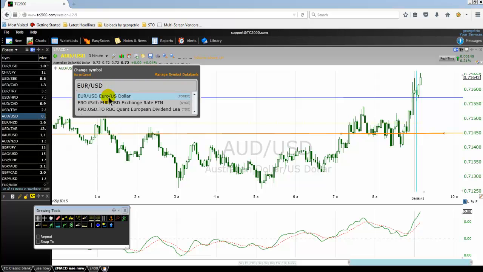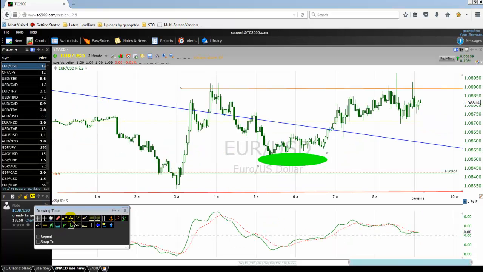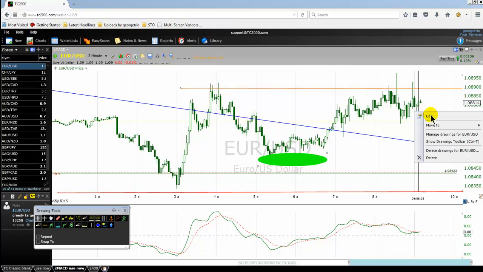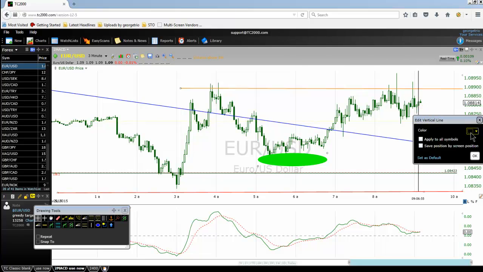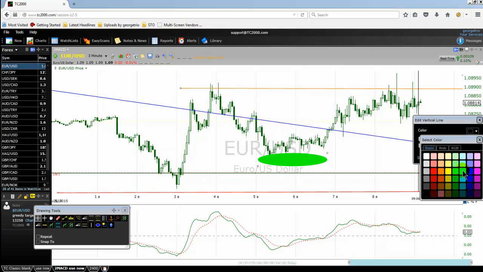And we will pause the video and come back to it and show you exactly. Okay, put it here. That's my vertical line for the euro, and I will color it also in turquoise.